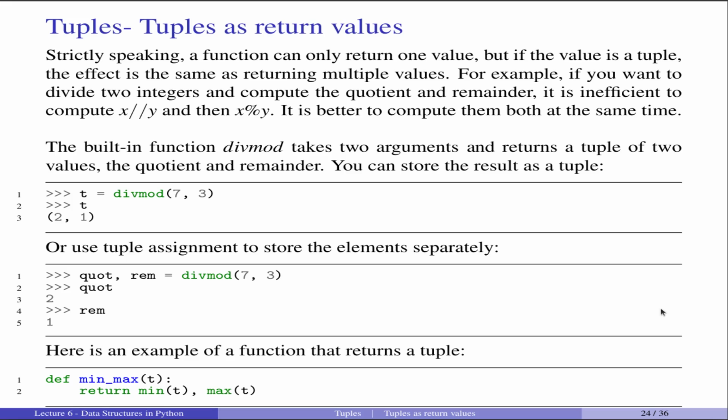আচ্ছা, এখানে আমরা আরেকটা এক্সাম্পল দেখছি of a function that returns a tuple. Okay, so আমি যদি min max একটা ফাংশন ডিফাইন করি which has parameter t, and it will return two values. One is min of t and one is max of t. Min and max are built-in functions that return the minimum value of a tuple and max returns the maximum value of a tuple.